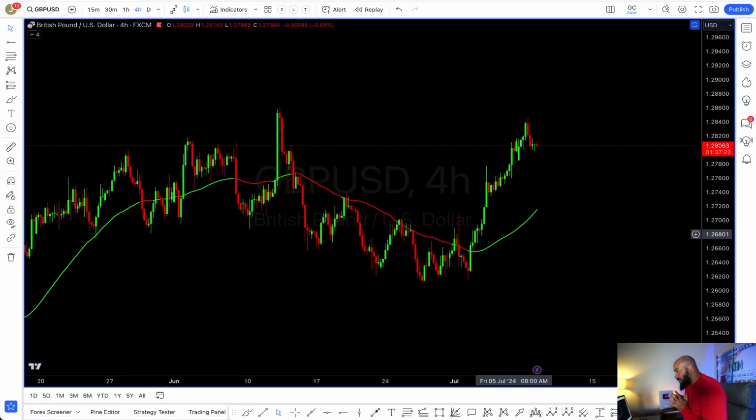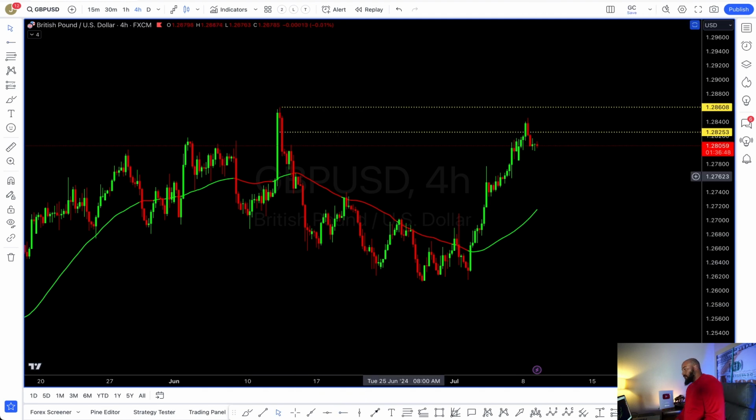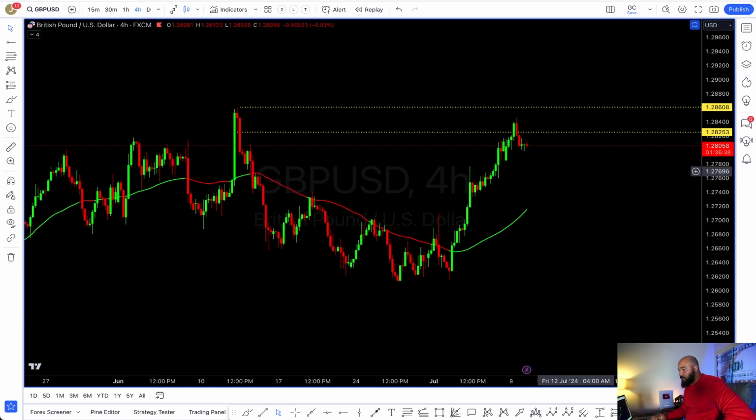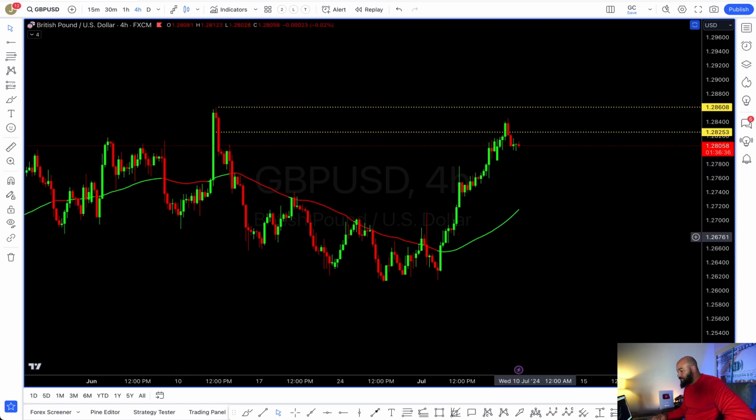GBP USD. This is what I'm looking at. Like I said, price was coming to this supply zone, and that's this area right here. Now I trade London session, so I missed it coming out of there, but that was the trade coming up out of there. As soon as it went inside of here and closed outside, that was game time.